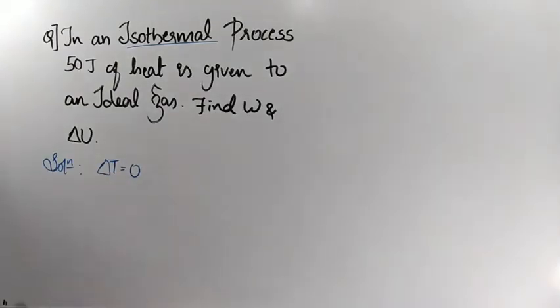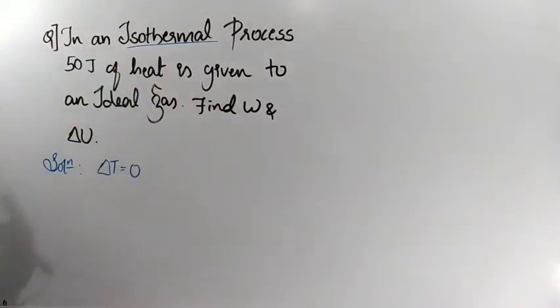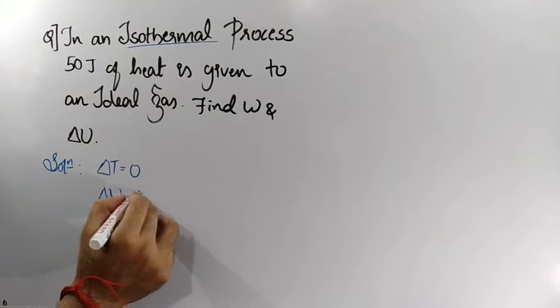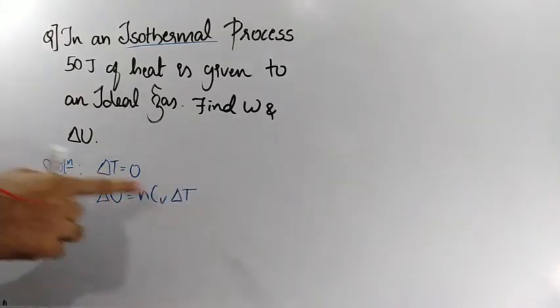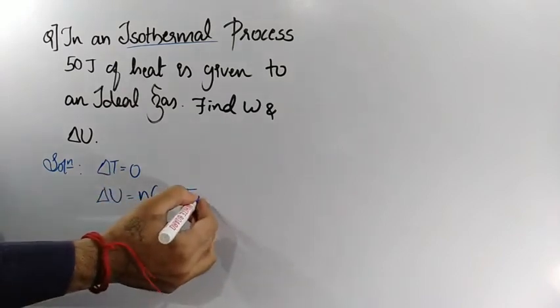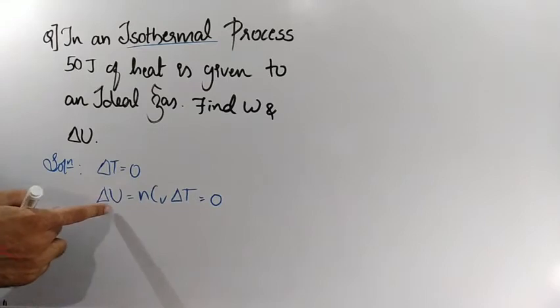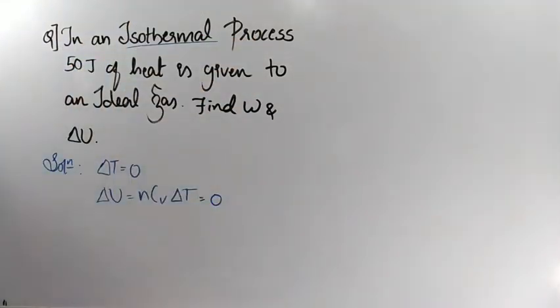Now they are asking for the value of delta U and work done W. What is the formula for delta U? We know that delta U is equal to nCV delta T. If delta T is equal to 0, then delta U turns out to be 0. Clear? So delta U in case of an isothermal process will be 0. Always remember this.